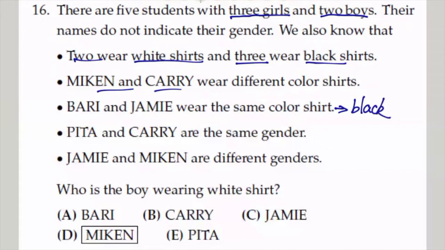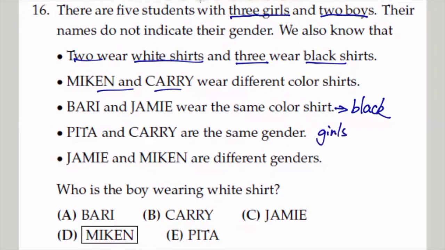Next, Peter and Carrie are the same gender. We don't know what. Jamie and Megan are different genders, which means that among Jamie and Megan, one is a boy, one is a girl, right? Now let's go back to the previous statement, which says Peter and Carrie are the same gender. If both of them are boys, then among Jamie and Megan, there's another boy. Altogether, there would be 3 boys. That's not possible, which means that both Peter and Carrie are girls.